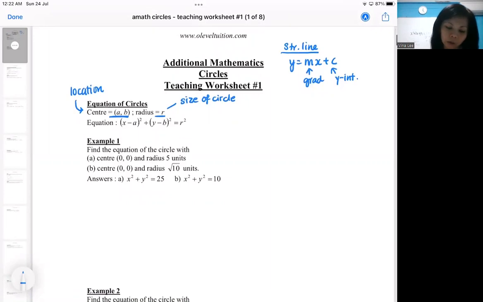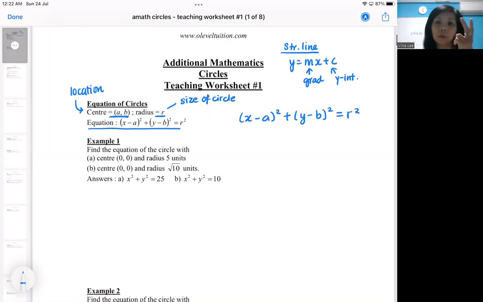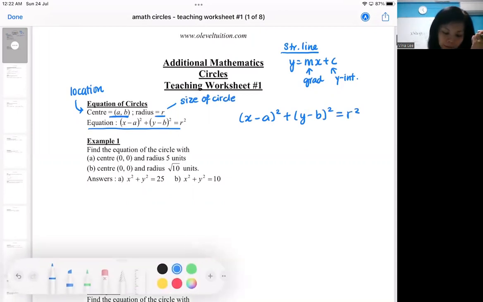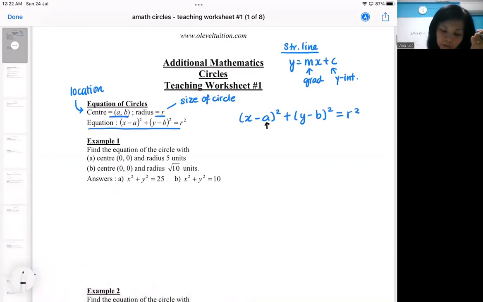Okay, so the features are here. This is the equation format. It looks a bit like Pythagoras theorem. You put in the two features. The two features will be the center. So this is the x coordinate of the center, and then this is the y coordinate of the center, and this is the radius.